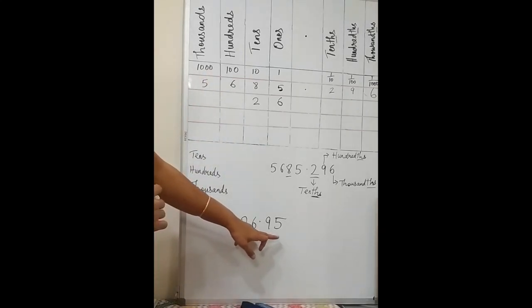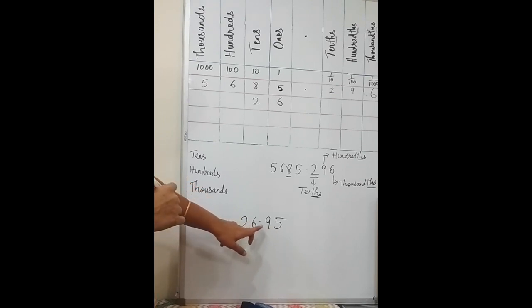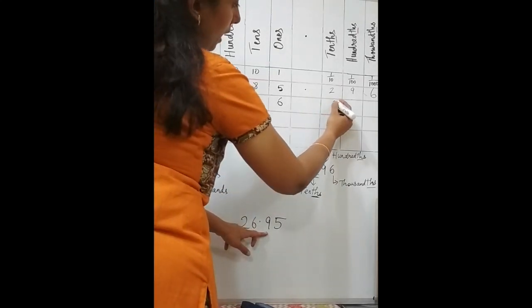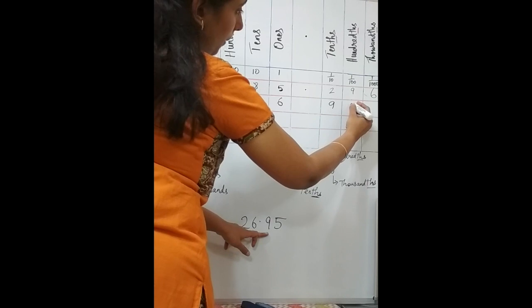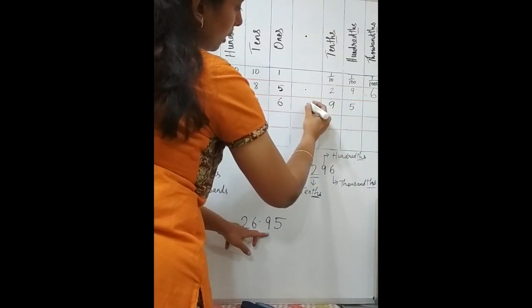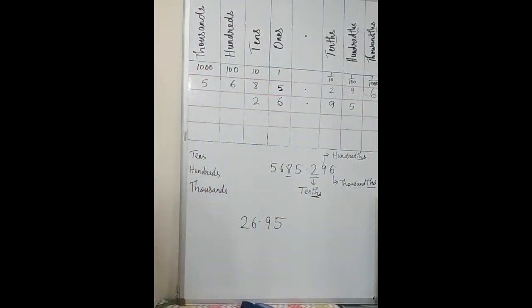Now the decimal part. We have 0.95. So this place is the tenth place and this place is the hundredth place. Just after the decimal point we have a 9. That is in the tenth place. So I'm going to write 9 here, 5 here, and the decimal point here.